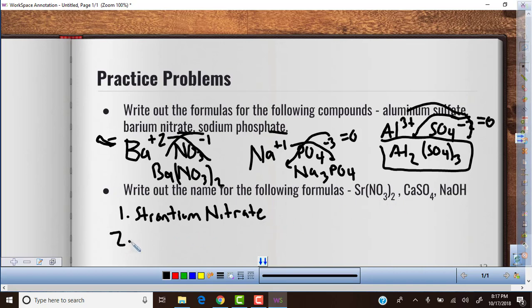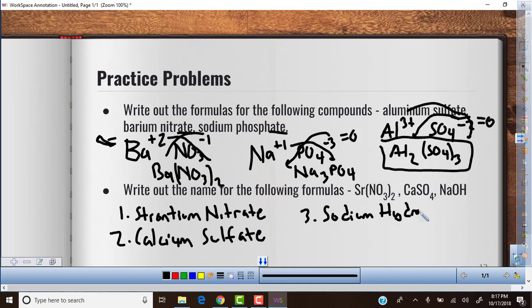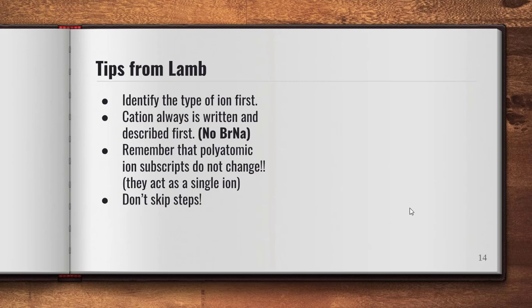The second one here, CaSO4, Ca is calcium. SO4 is sulfate. Third one, NaOH, Na is sodium. And OH, if you look at our chart, is hydroxide. Practice makes perfect with these guys. We'll continue to practice with these types of problems, and hopefully you'll be experts at naming chemical compounds here in a little bit. So some tips from me.